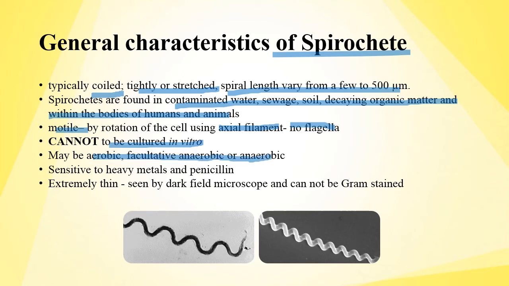The good thing is that they are sensitive to heavy metals and penicillins. Another issue with the spirochetes is they are extremely thin and cannot be stained. Therefore, you need to use a dark field microscope to see them.